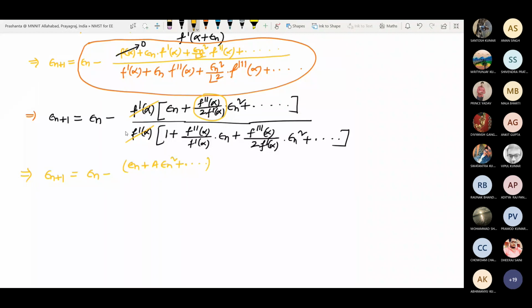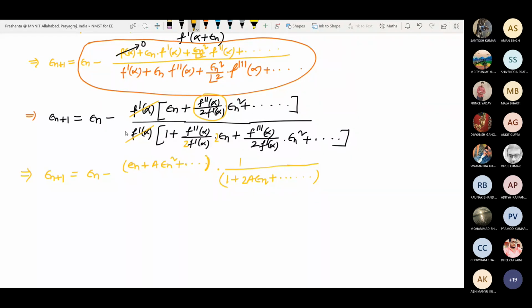and in the denominator I'll be writing 1 by something. 1 plus, I have to give 2 here and I have to give 2 here. Then only that will be A times 2 epsilon n. So 1 plus 2A epsilon n plus the remaining terms. If you want, you can write down each individual term next. Okay. Is it okay so far?